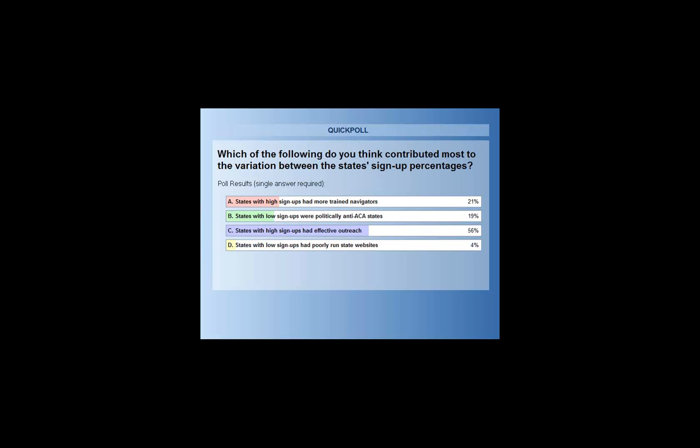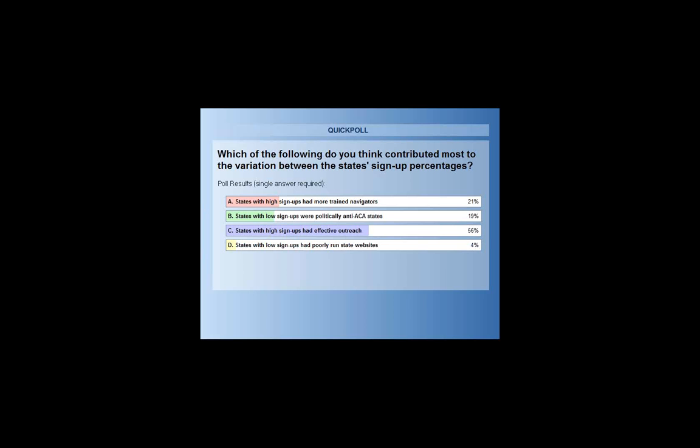Response A suggests the reason is largely because states with higher sign-up percentages had more trained navigators than any other state. This may be a contributing factor, but for Florida, having more navigators per person was not the case. Florida is a fully federally facilitated marketplace, and because of this, the state received less funding for navigators and other in-person assistance for enrollment. In states with state partnership-based marketplaces, there were about twice as many assisters available per 10,000 uninsured compared to states with a federally facilitated marketplace like Florida.